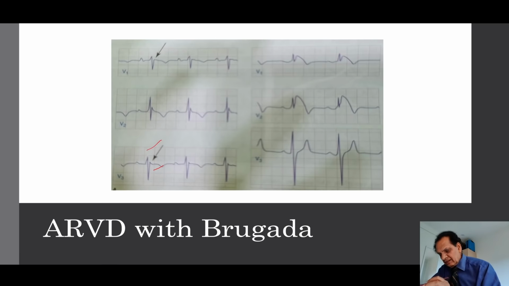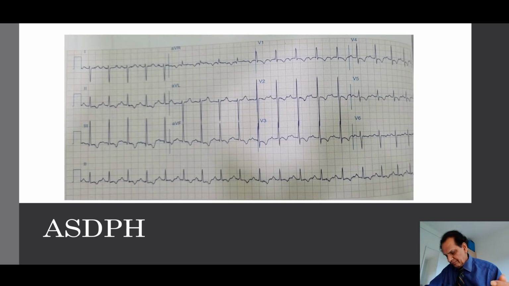Always nice to see, important to see, an incomplete RBBB type of picture. ARVD, arrhythmogenic right ventricular dysplasia. The echo is very diagnostic. Brugada, echo is normal. But this kind of coving, type 1, never ever forget. This is Brugada. If you see it in your lifetime, you will never forget this picture. Very important to see. Both of these conditions may lead to sudden cardiac death.